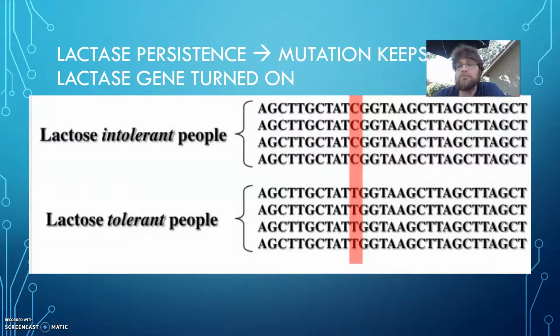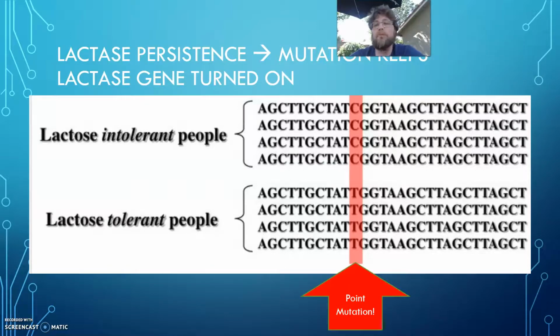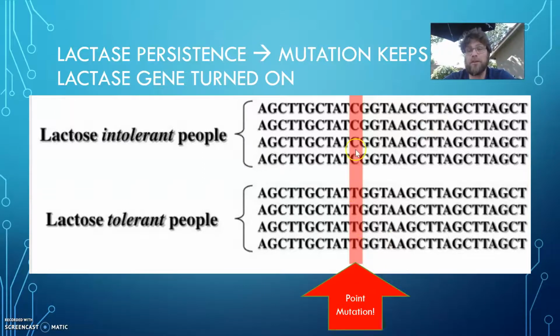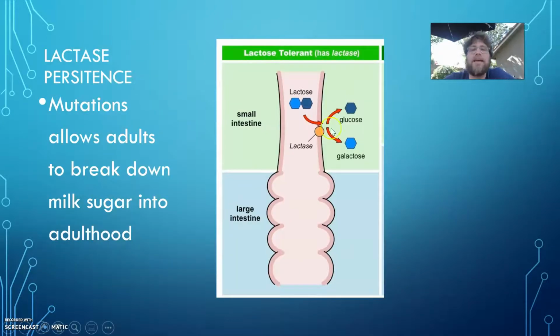But some people, like me, drink milk, can eat cheese, no problem. I don't get gassy or bloated. So in my case, I have a mutation. Not in the lactase enzyme, but in a part of the DNA that turns on and off that lactase enzyme. I had a point mutation. The C changed to a T. So that mutation kept my lactase gene turned on. Now, for me, that means that lactase enzyme is always being made by my cells.